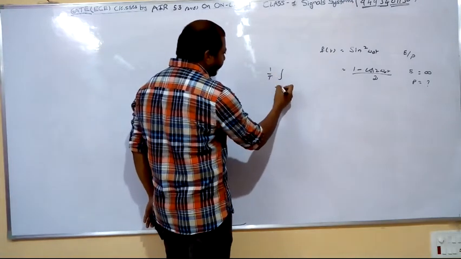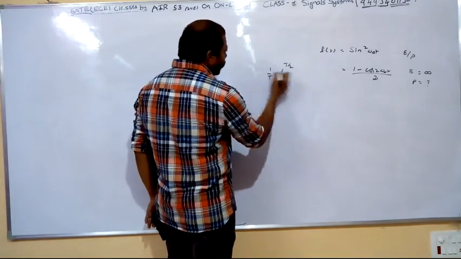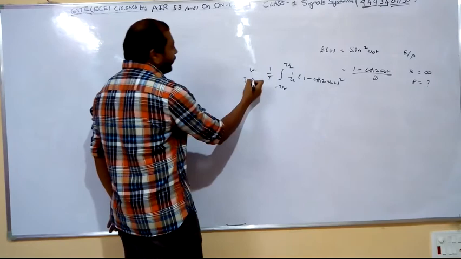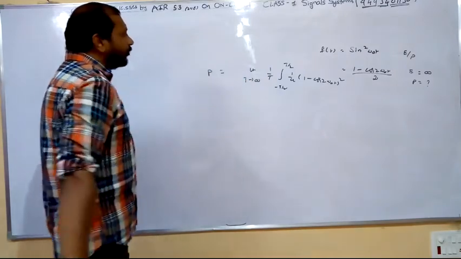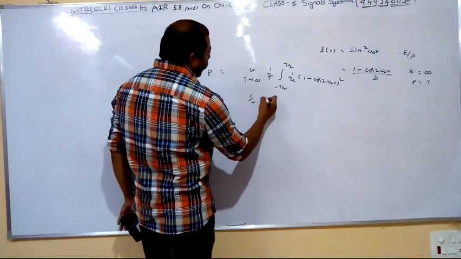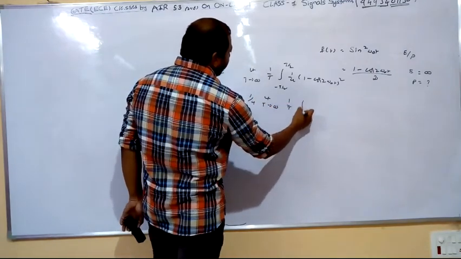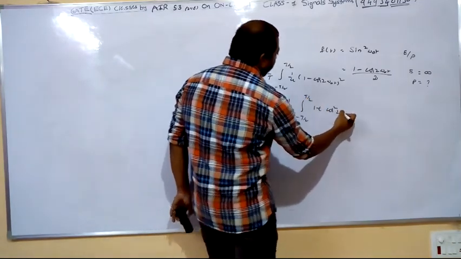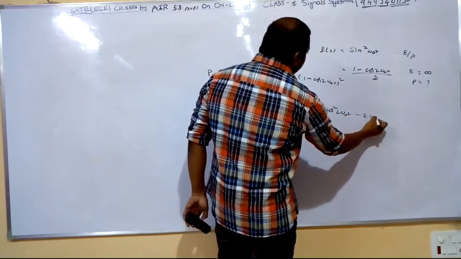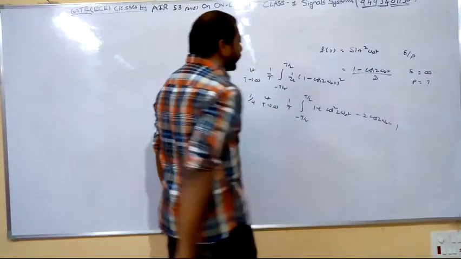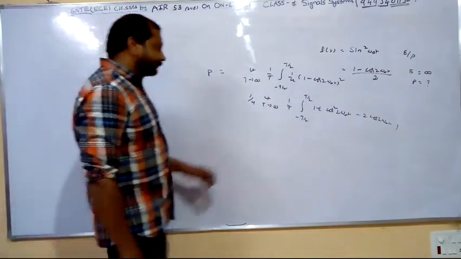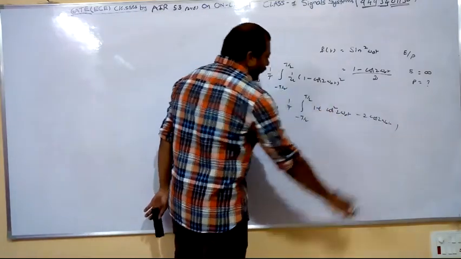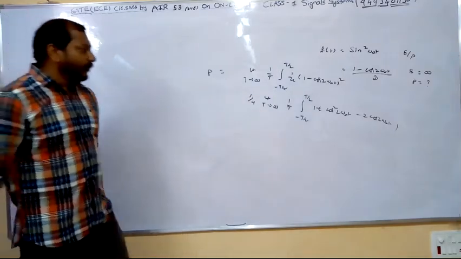Or otherwise by writing 1 by t integration from minus t by 2 to t by 2 of 1 by 4 into 1 minus cos 2 omega naught t whole square, limit t tending to infinity. The corresponding power can be represented as 1 by 4 taken outside, limit t tending to infinity, 1 by t into integration from minus t by 2 to t by 2 of 1 plus cos square 2 omega naught t minus 2 cos 2 omega naught t. Here also the integration over one period of the cosine signal is always 0.